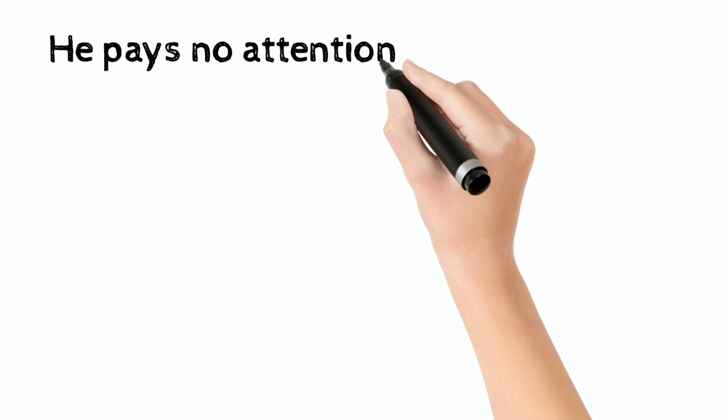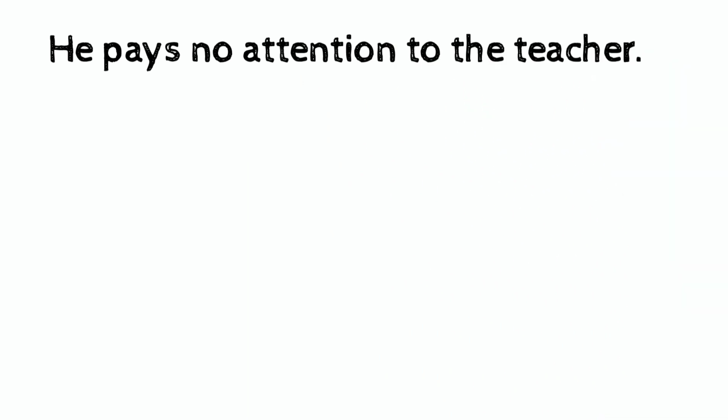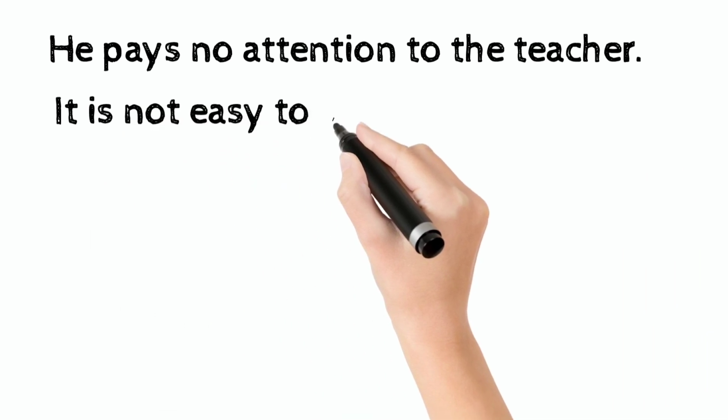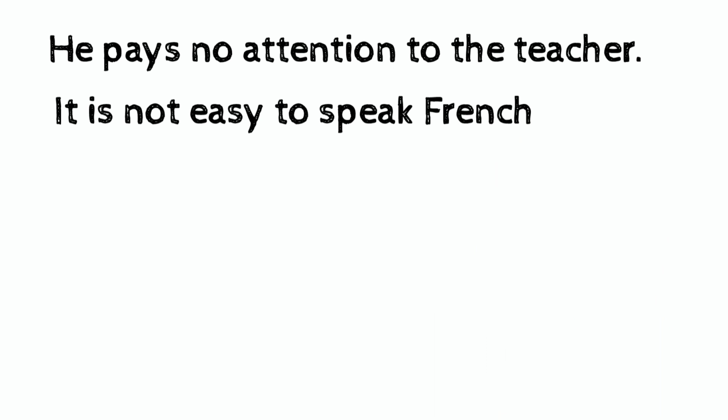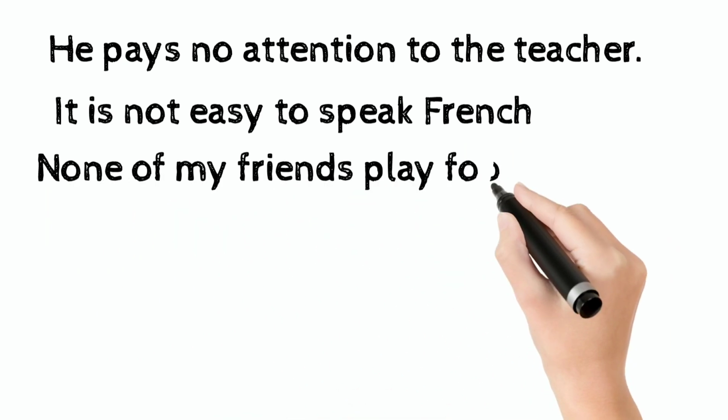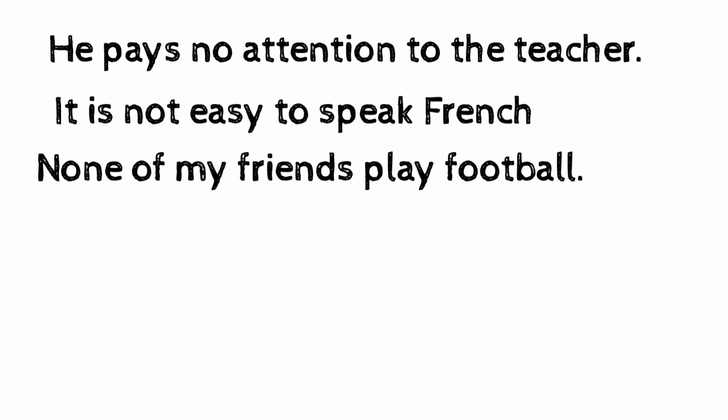He pays no attention to the teacher. Here we use the word no to make it a negative sentence. If we say he pays attention to the teacher, it will become a positive sentence. Then the second sentence: it is not easy to speak French. Here we used the word not. And in the third sentence: none of my friends play football. None is also used to construct a negative sentence.